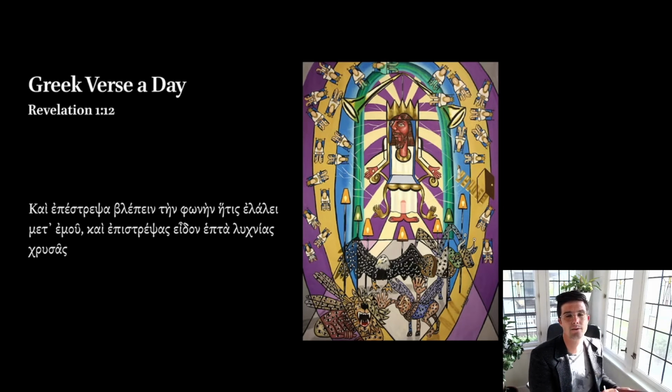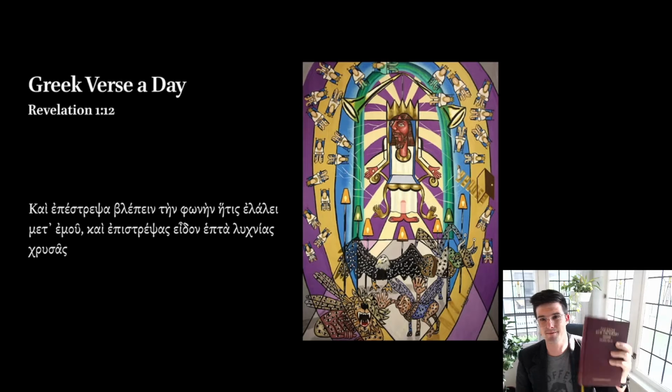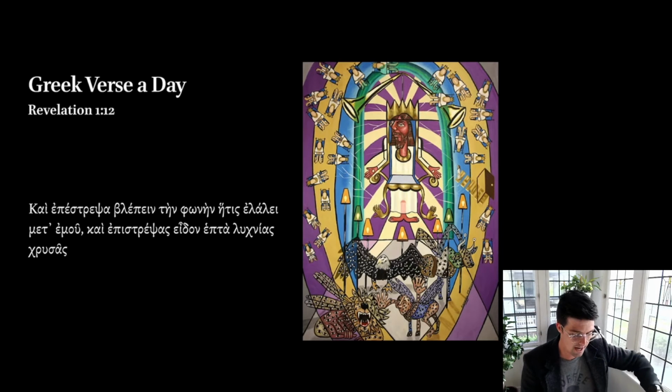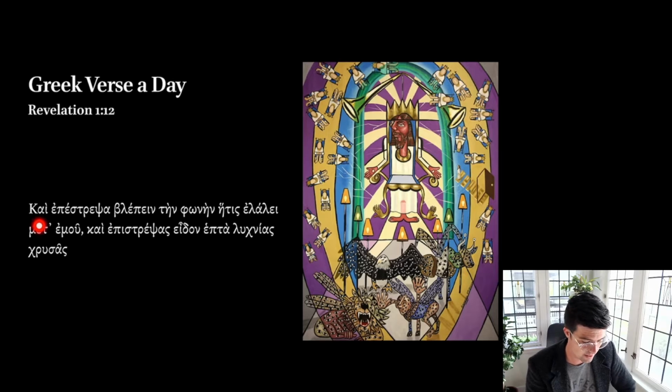Today we're translating Revelation 1:12. You're working from this, I'm working from the screen. Let's go ahead and do a first slow reading and then a faster reading after that one.